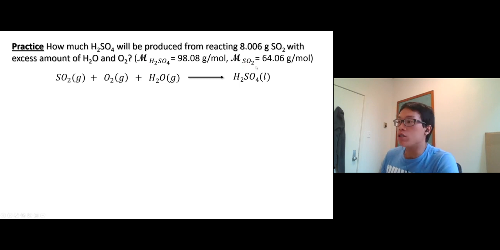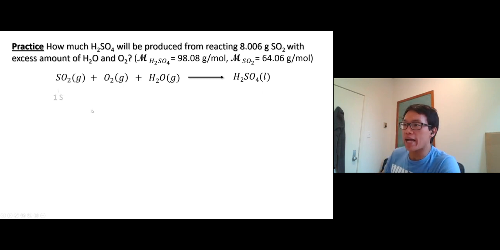On the exam, on the quiz, you have to do this on your own. I just want to save time right here. All right, what do we do here? First of all, make sure that you know the quantitative relationship between all the species, sulfur dioxide and sulfuric acid. So you have to balance the equation first if it's not balanced.